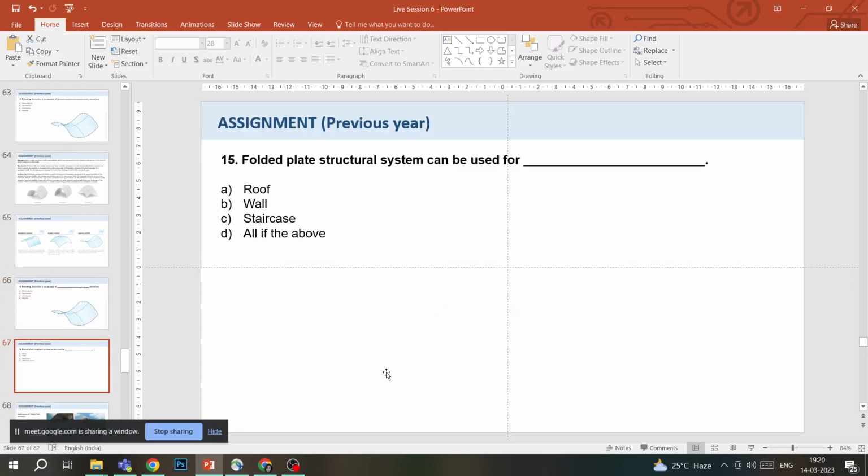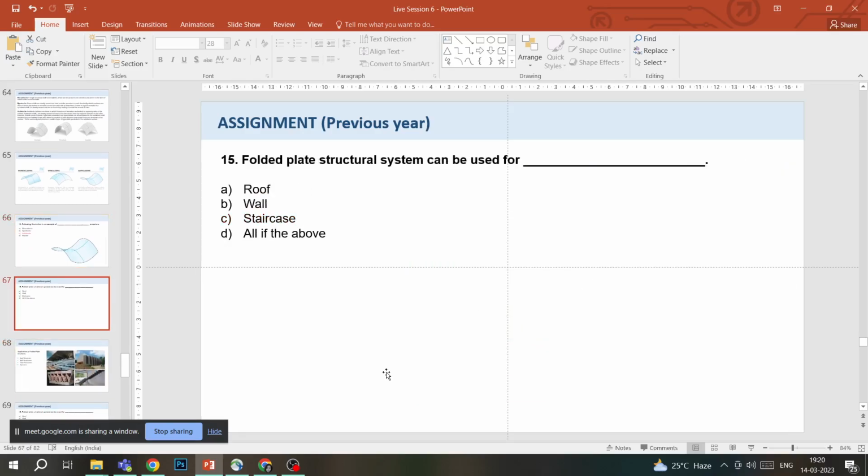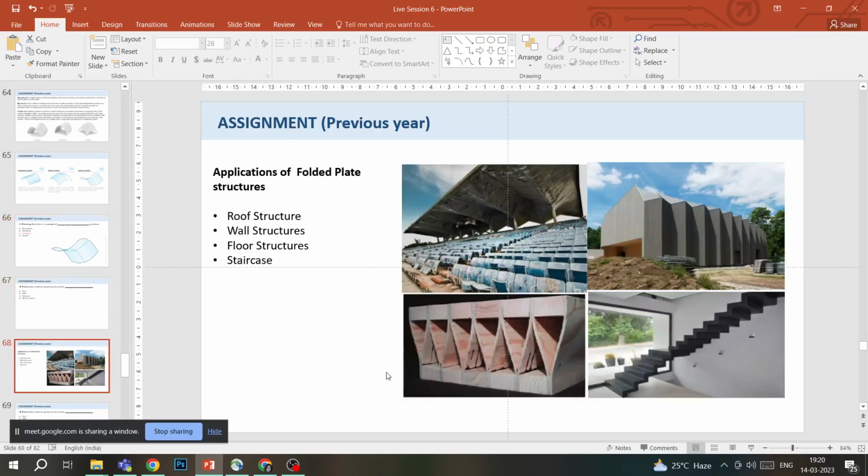Moving forward, question number 15. A folded plate structural system can be used for roof, wall, staircase. We all know what a folded plate is. I will not go into that detail again. So the applications of folded plate structures actually include roof structures, wall structures, floor structures, and staircases.